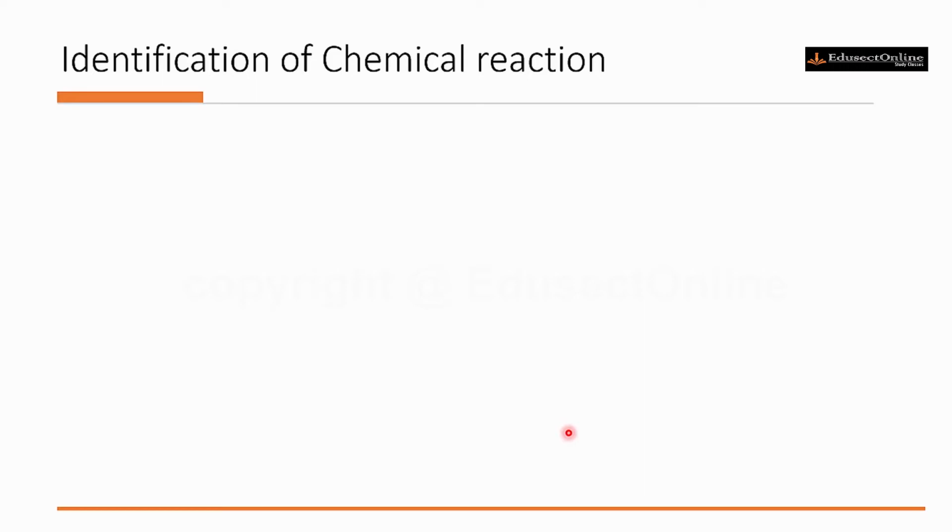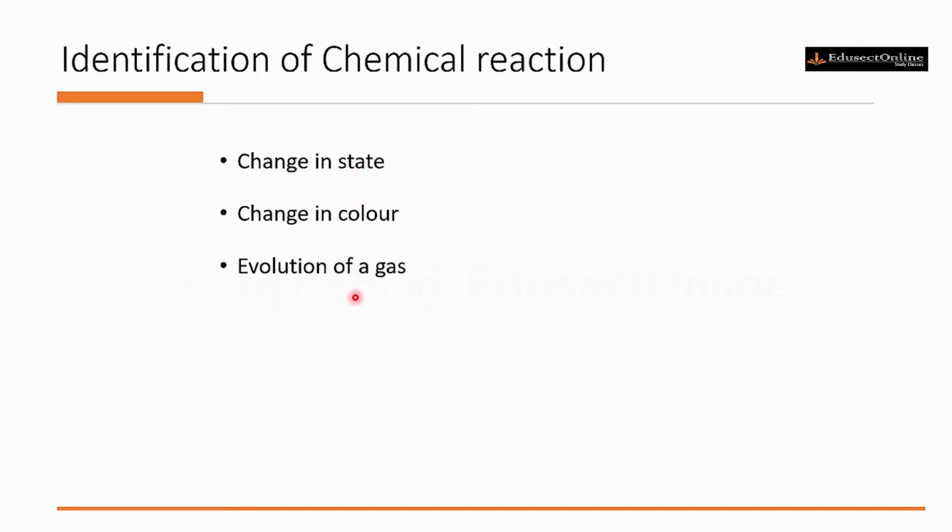Next, identification of a chemical reaction. A chemical reaction can be identified by some observations. First is change in state, change in color, evolution of a gas, change in temperature, and formation of a precipitate. So these observations can help to determine whether a chemical reaction occurs or not.